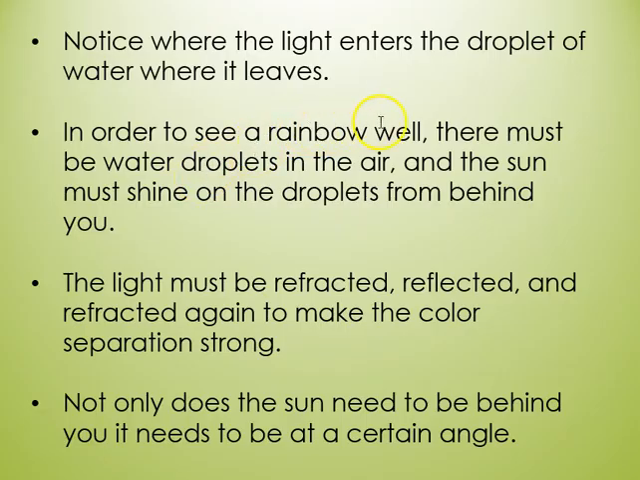In order to see a rainbow well, there must be water droplets in the air, and the sun must shine on the droplets from behind you. The light must be refracted, then reflected, and refracted again to make the color separation strong. Not only does the sun need to be behind you, it needs to be at a certain angle for this all to happen.